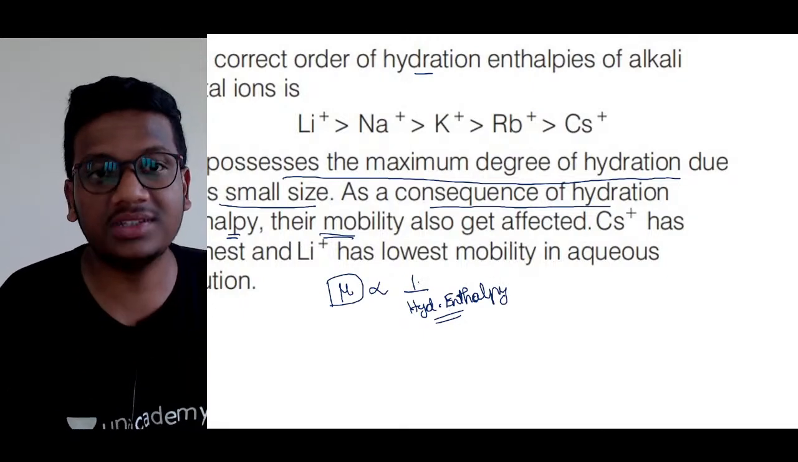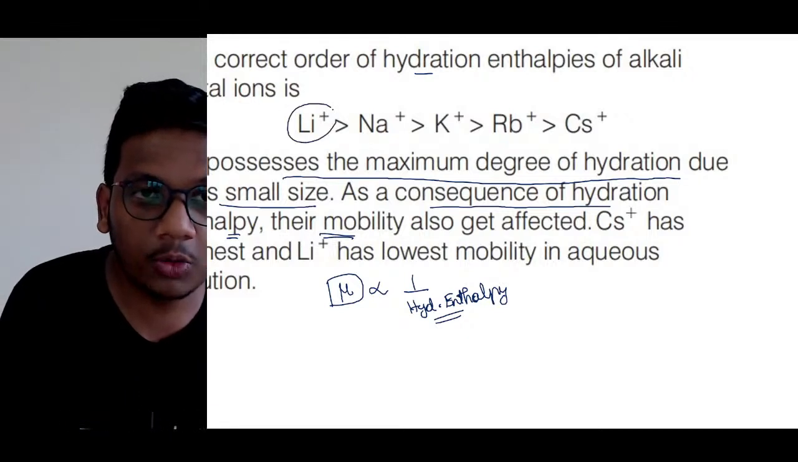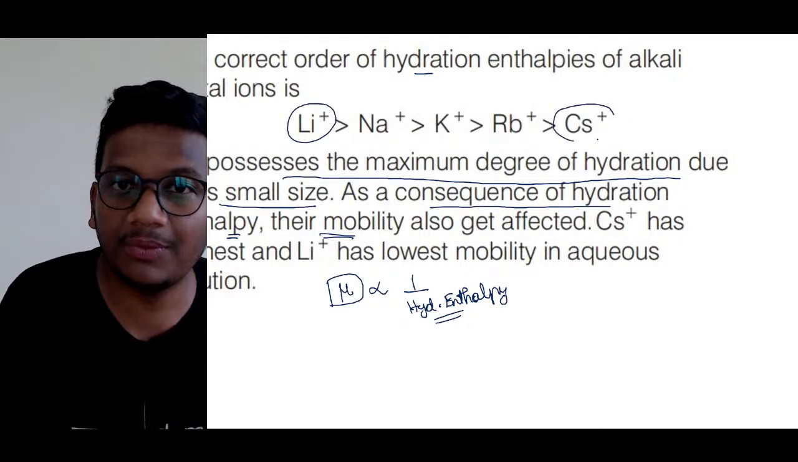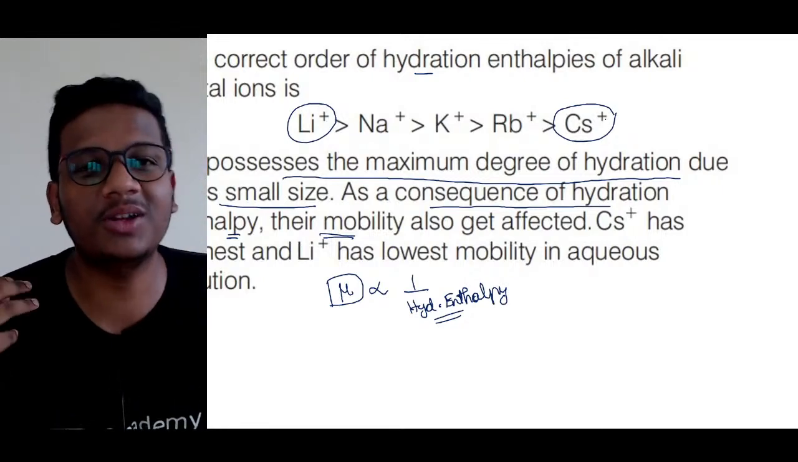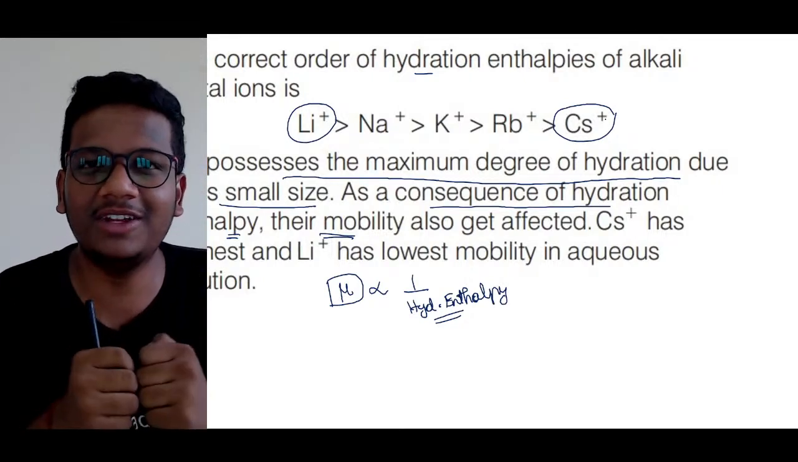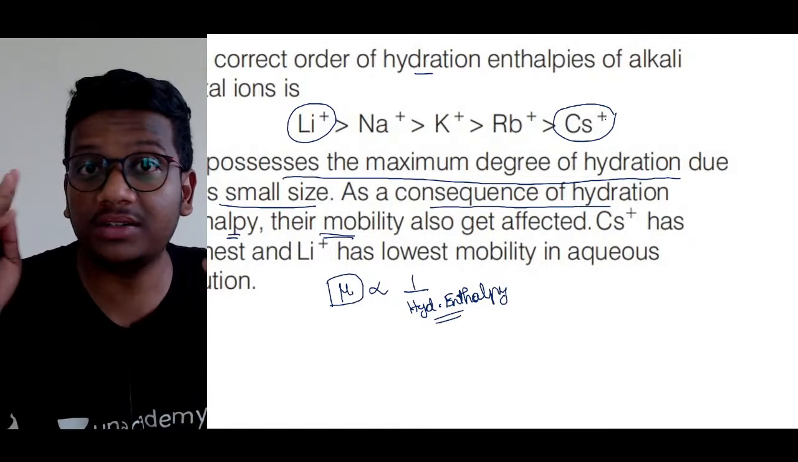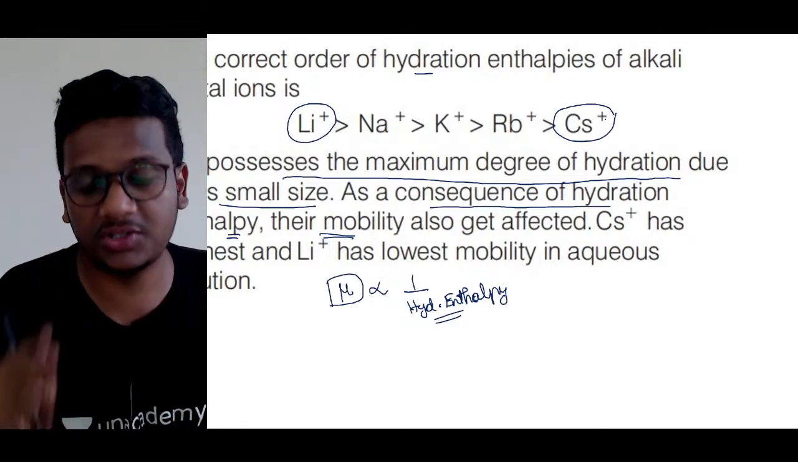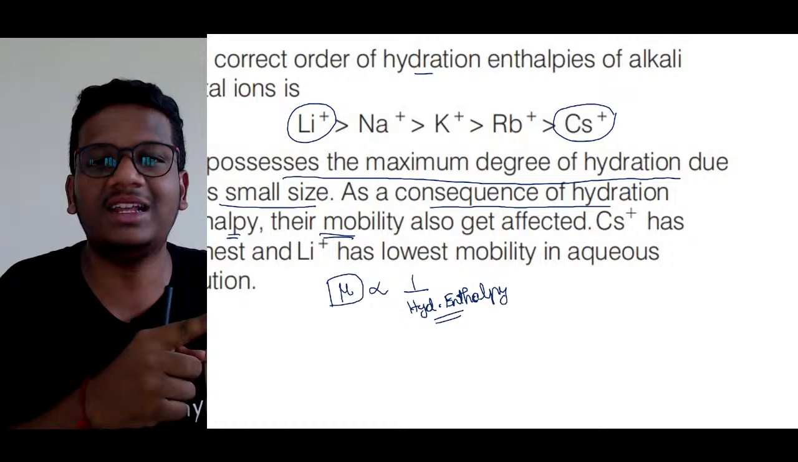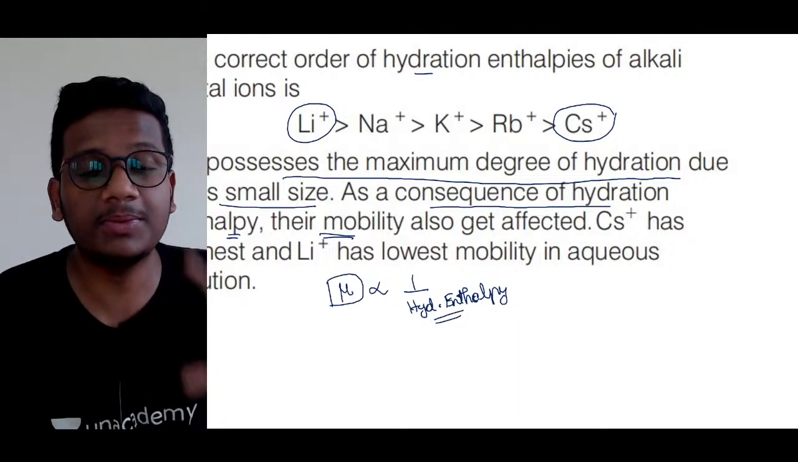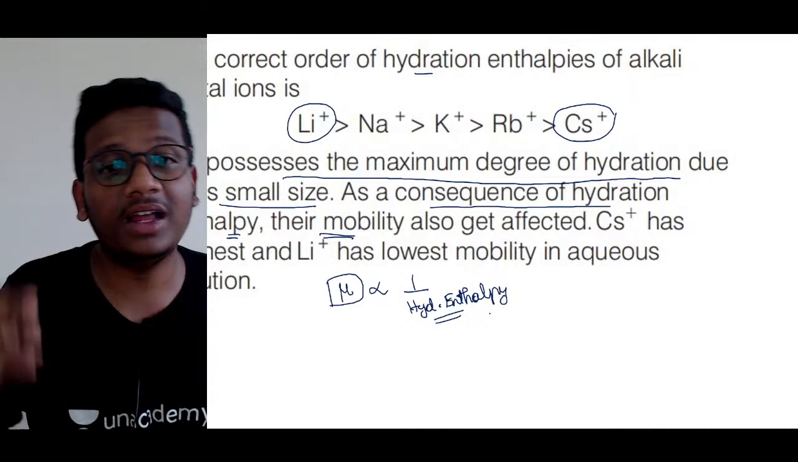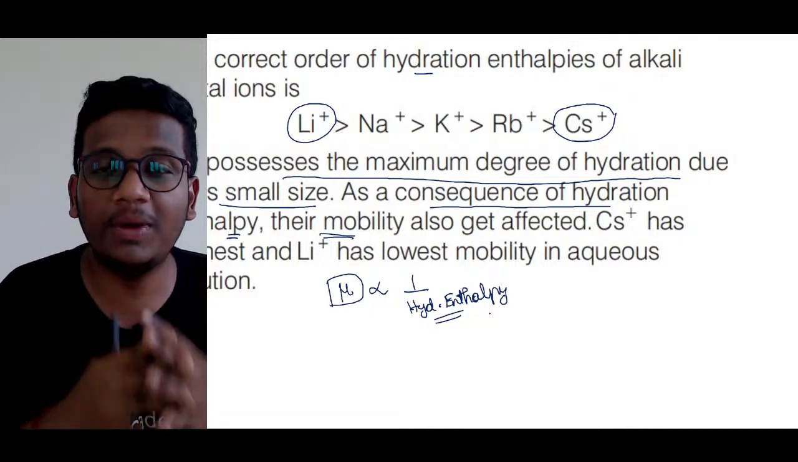So according to this, lithium will have the lowest mobility in water and cesium will have the highest mobility in water. Our mind used to think lithium is small, so it can move fast, but cesium is bigger, so it can't move fast. But this logic is definitely wrong. According to the hydration enthalpy and mobility concepts, lithium is the least mobile and cesium is the most mobile in aqueous solution.